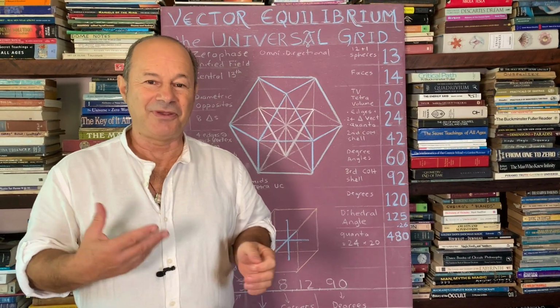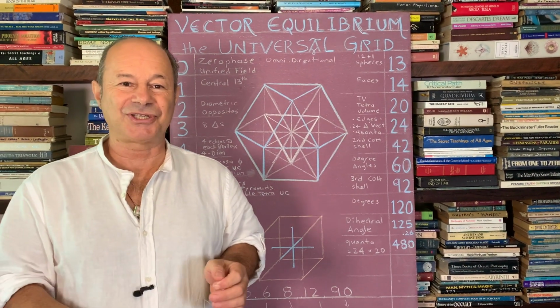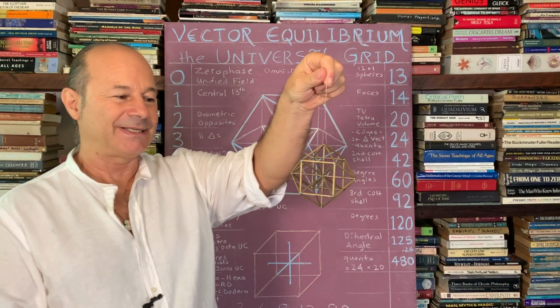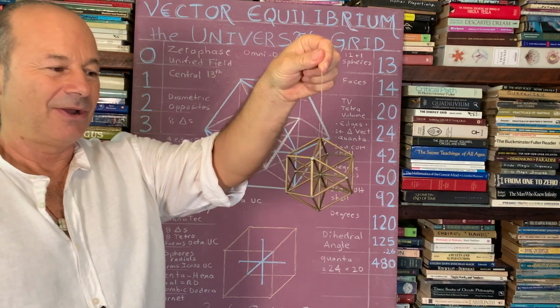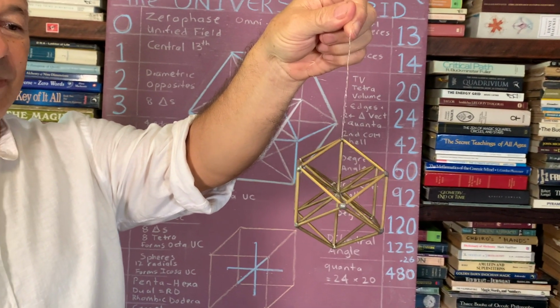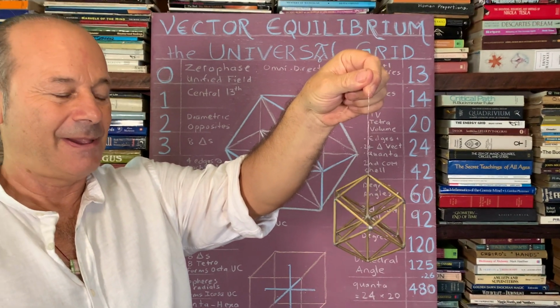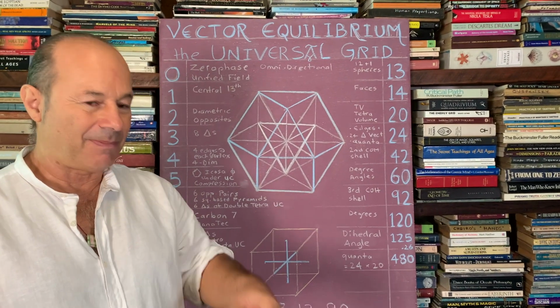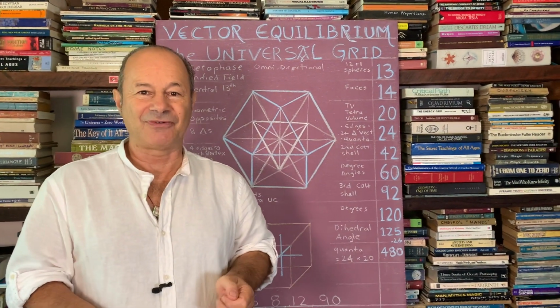I'd like to share with you my passion for one of the most amazing shapes in the universe. It's called the vector equilibrium. It's basically this shape. It has another name called the Cuboctahedron. It's a kind of compound of cubic and octahedral information. And this was put together quite well and passionately by my mentor, Buckminster Fuller.